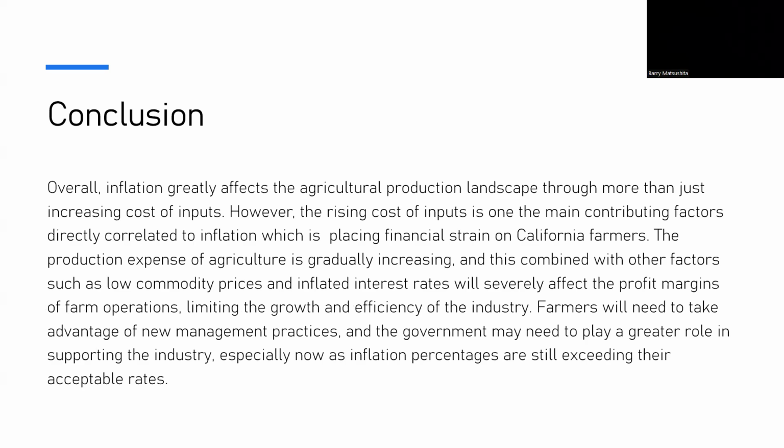And so to conclude, overall, inflation greatly affects the agricultural production landscape through more than just increasing cost of input. However, the rising cost of input is one of the main contributing factors directly correlated to inflation, which is placing financial strain on California farmers. The production expense of agriculture is gradually increasing, and this, combined with other factors such as low commodity prices and inflated interest rates, will severely affect the profit margins of farm operations, limiting the growth and efficiency of the industry.